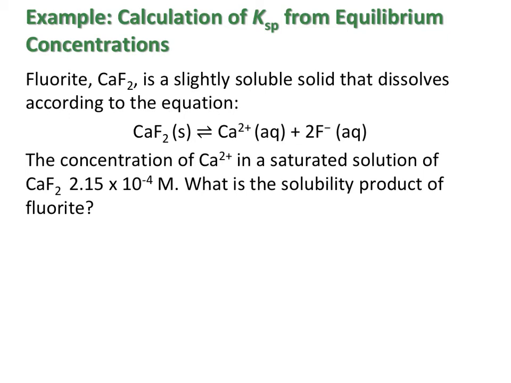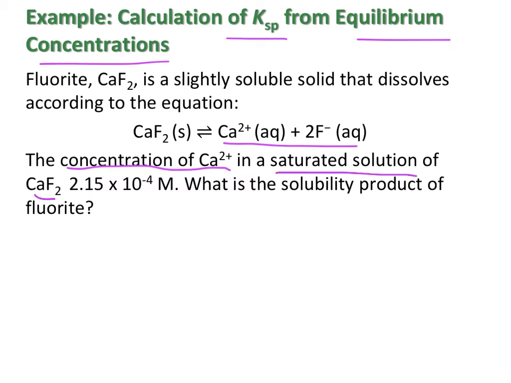Here we have an equation of a solid dissolving, obviously, and we are going to calculate Ksp from equilibrium concentrations. So we have a concentration of calcium in a saturated solution of CaF2, and it is this. That's the concentration of calcium. What is the solubility product?